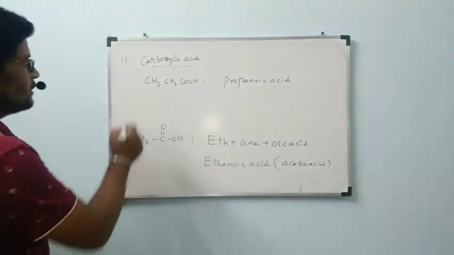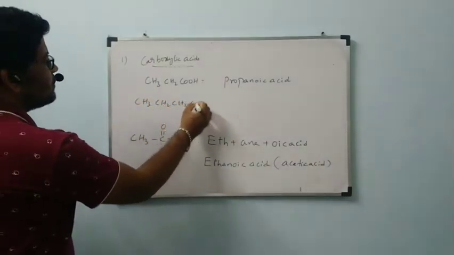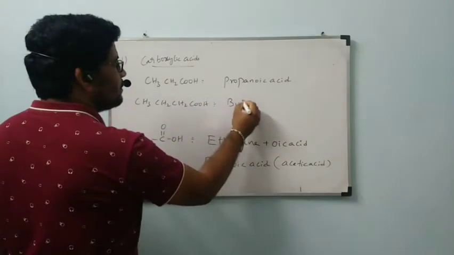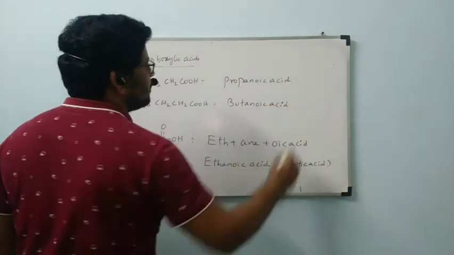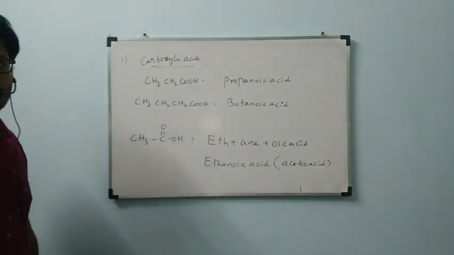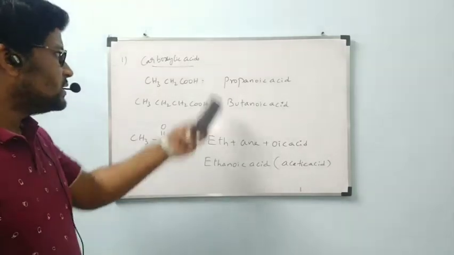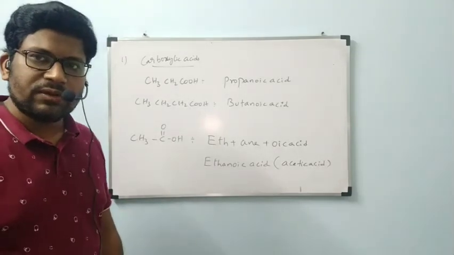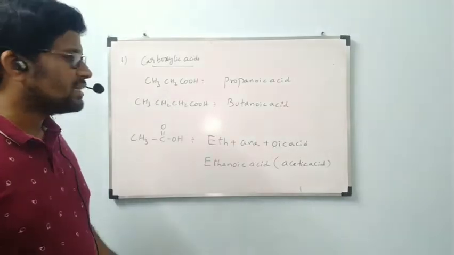Okay, next. CH3, CH2, CH2, COOH. Butanoic acid. Name of this compound is butanoic acid. Okay? This is about carboxylic acids. We can continue like that. It will be going on, decanoic acid, like that we will get. Okay, that is enough. Up to 5 carbons like that it is enough.